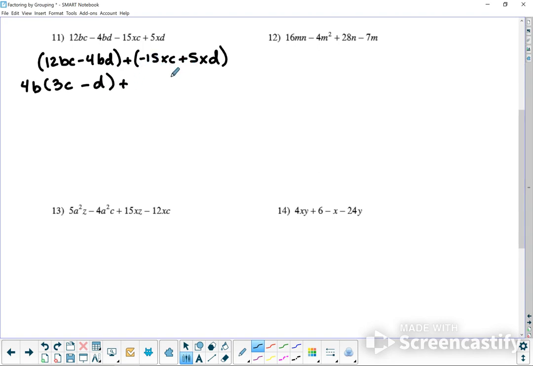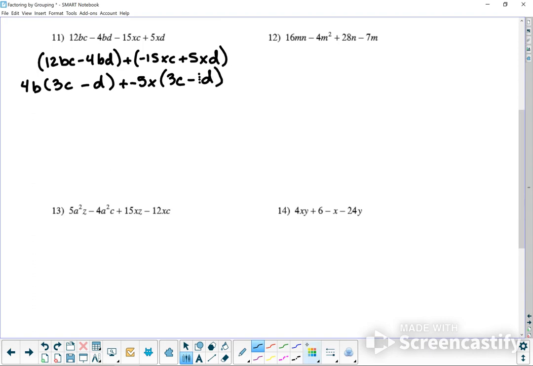Okay. Let's take out a negative 5. And also, they both have x's, so take out x. So negative 15 divided by negative 5 is positive 3, and the x goes away. You're left with c. Positive 5 divided by negative 5 is a negative 1. You can put 1 if you like. X goes away because you factor x out, and you're left with d.